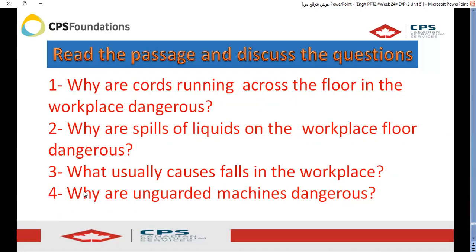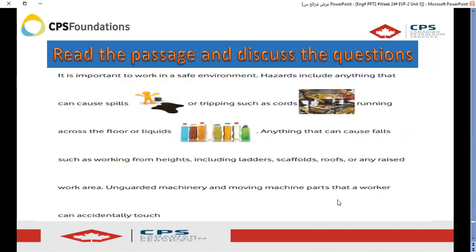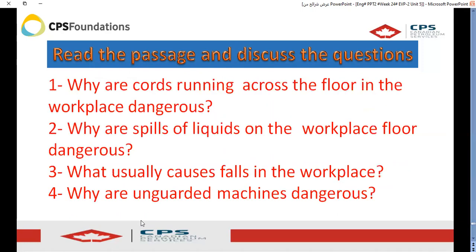Okay, the last question to answer, why are unguarded machines dangerous? So they might be accidentally touched by a worker, and they might cause injuries or cuts or breaks.